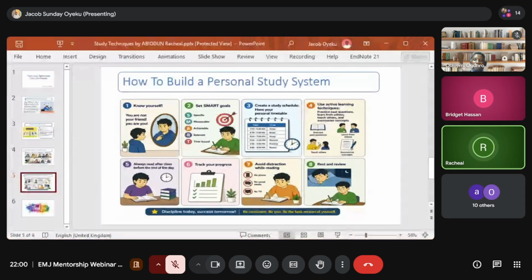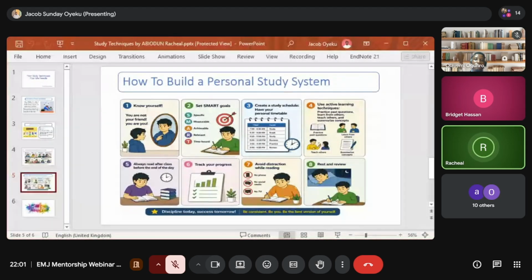Then track your progress. Maybe it will be a weekly review now. Just track your progress. Okay, how am I doing? How is it going? Maybe your first test you check, or even before the first test. So you just track your progress. You are doing well. So avoid distraction. Olayemi mentioned the distraction list is very important. So please avoid distractions while reading.